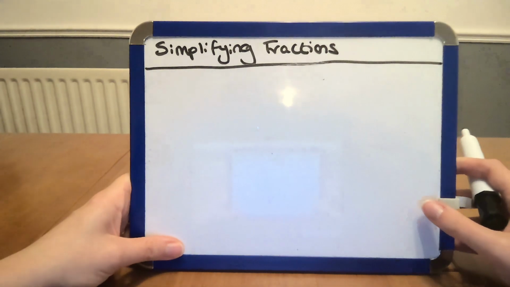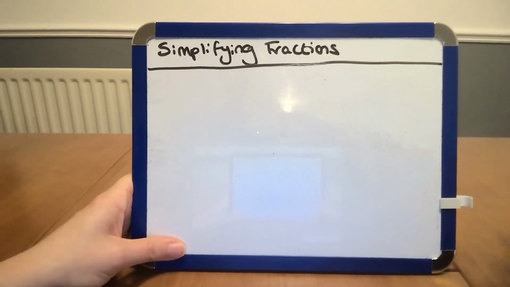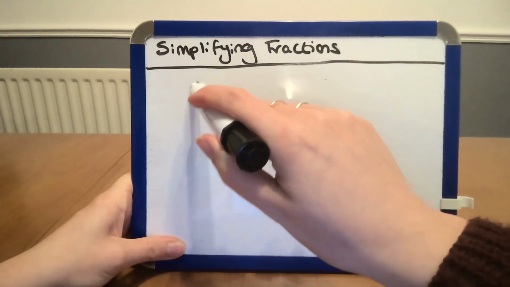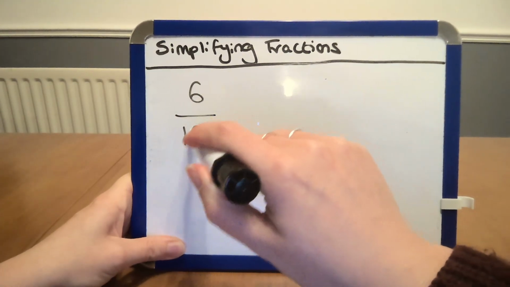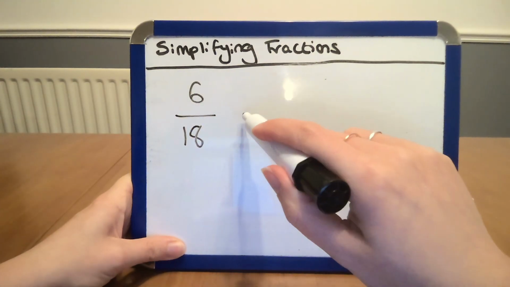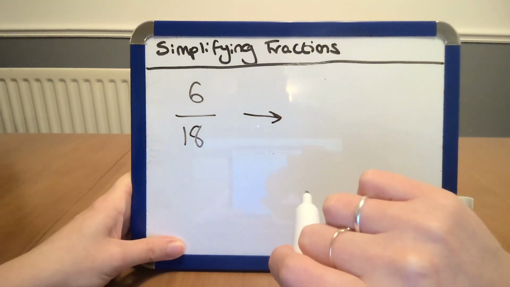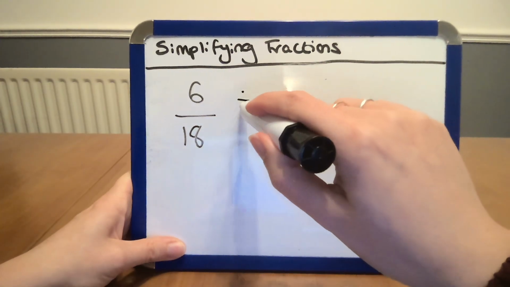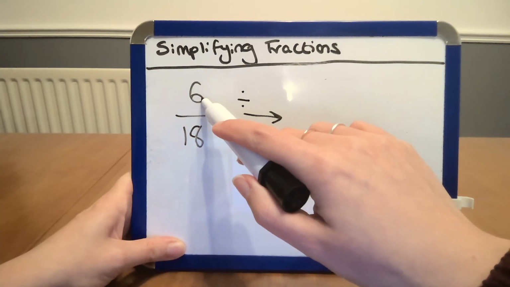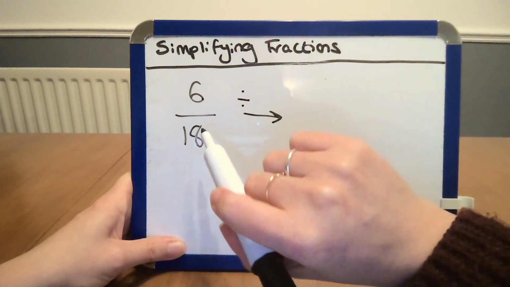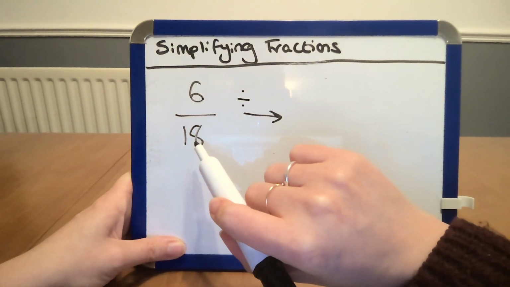In this video we'll be going over how to simplify fractions. So let's start off with 6 over 18. Now in order to simplify the fractions, what I'm doing is I'm making the fraction as small as it will go. And I do that by dividing by a number that can go into both the numerator, which is the top number, and the denominator, which is the bottom number.